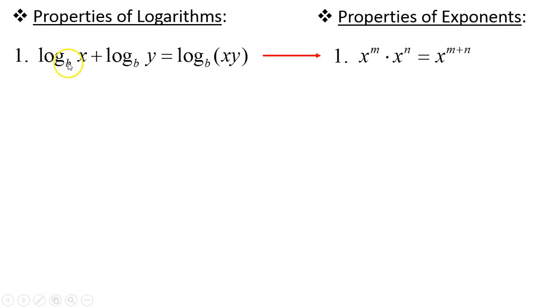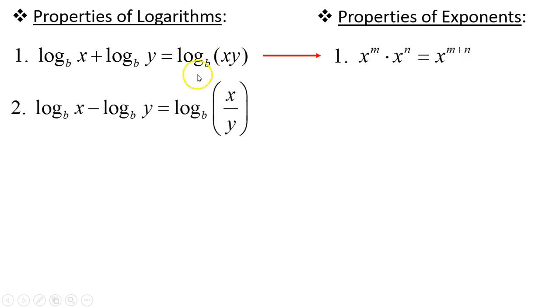When I see log base b of x, I say, well, that's an exponent. Plus log base b of y, that's an exponent. So basically on this left side, what am I doing? I'm adding two exponents. When do I add exponents? When I have two quantities with a like base being multiplied.